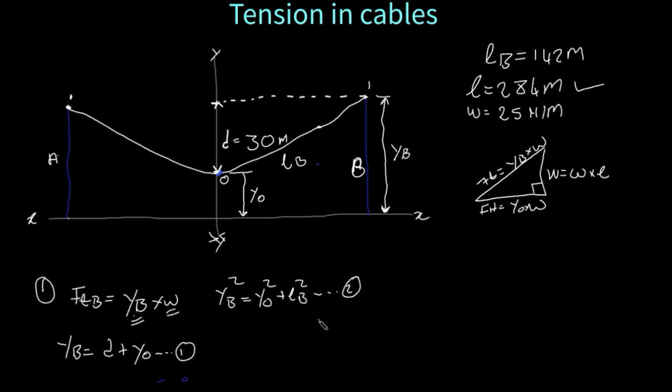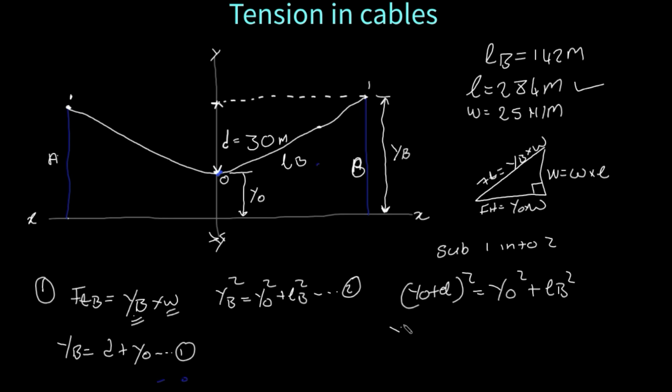And then we are going to substitute equation number 1 into equation number 2. We are going to take this and put it here. It will give us YO plus the sag, squared, is equal to YO squared plus LB squared. Let's deal with this side first.